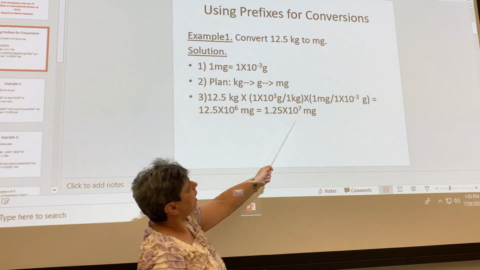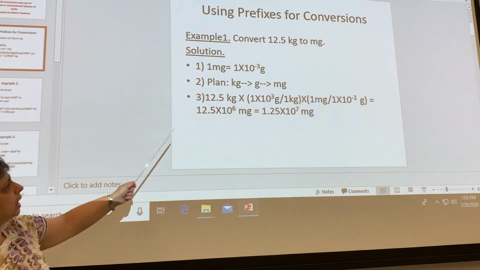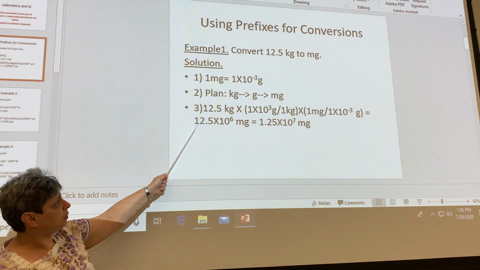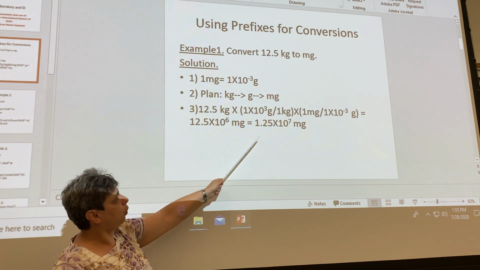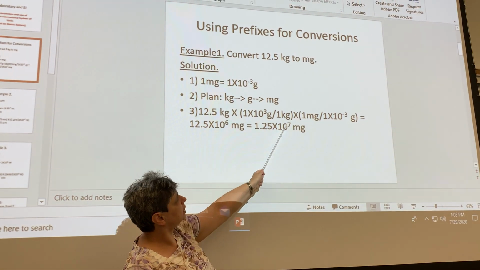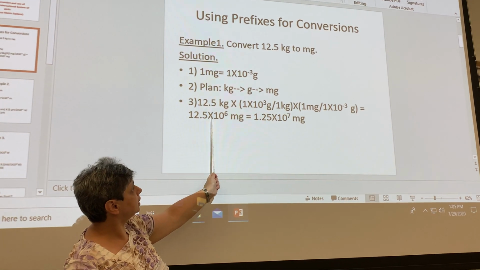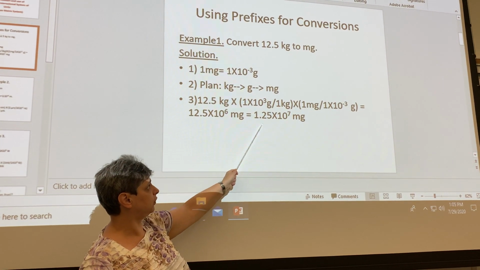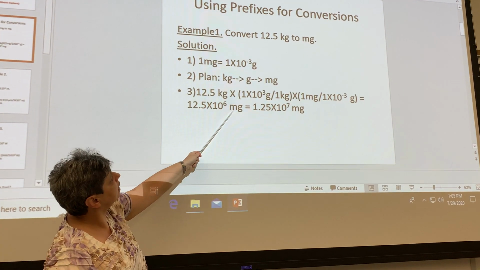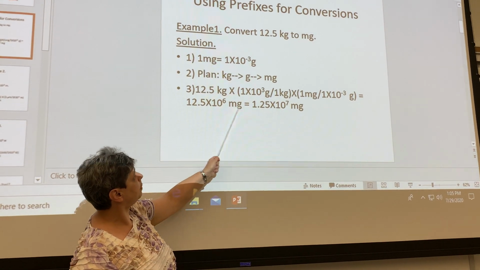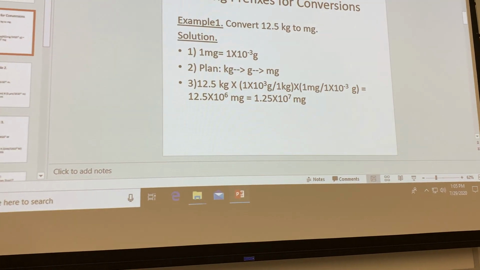Here we're dividing by 10 to the negative third, which is the same as multiplying by 1,000. So my final answer comes out to be 12.5 times 10 to the 6th milligrams, or 1.25 times 10 to the 7th milligrams. So this is how I would write it in scientific notation. This would be the preferred answer, but if you didn't go this extra step, you would still theoretically get full credit because it is numerically correct.